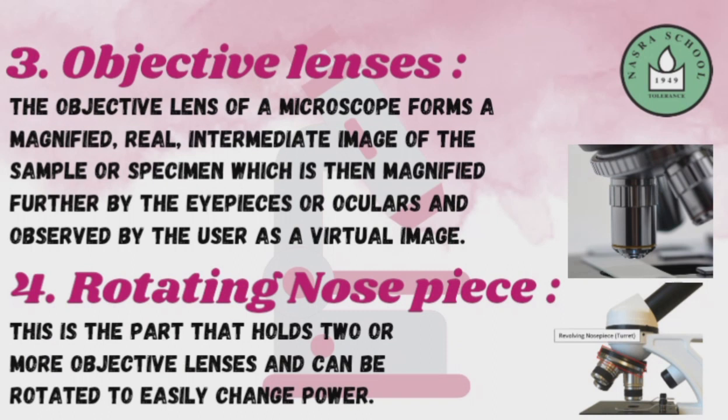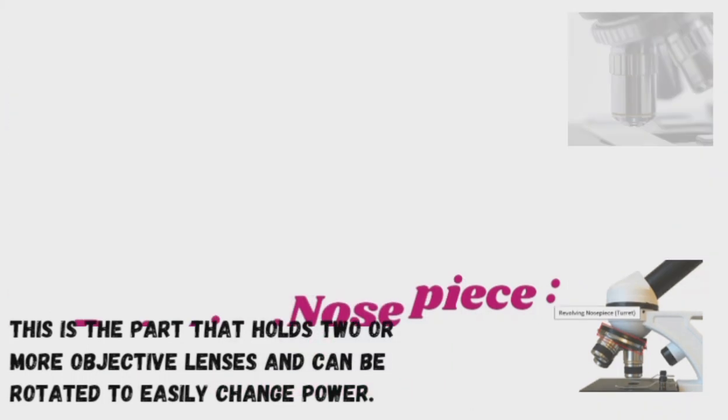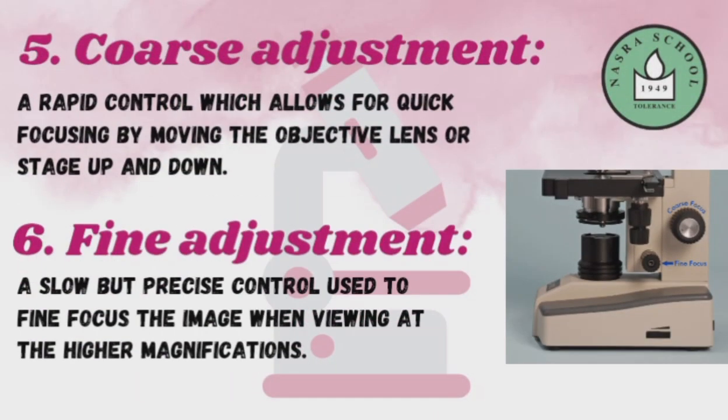Parts of microscope. The optical parts of the microscope are as follows: eyepiece, body tube, objective lens, revolving nose piece, coarse adjustment, fine adjustment, stage, condenser, diaphragm, arm, and mirror. And our next slide is eyepiece and body tube.